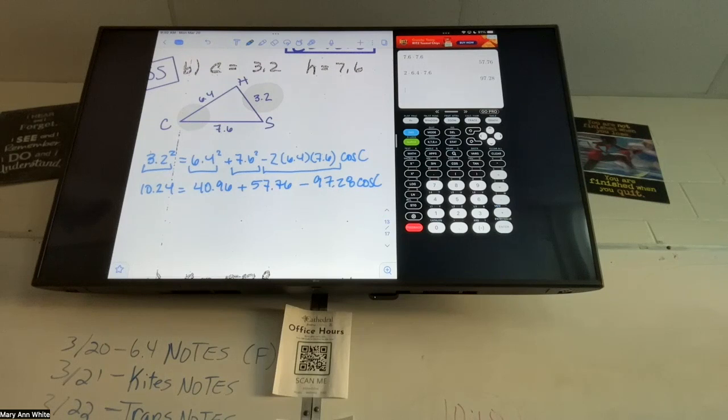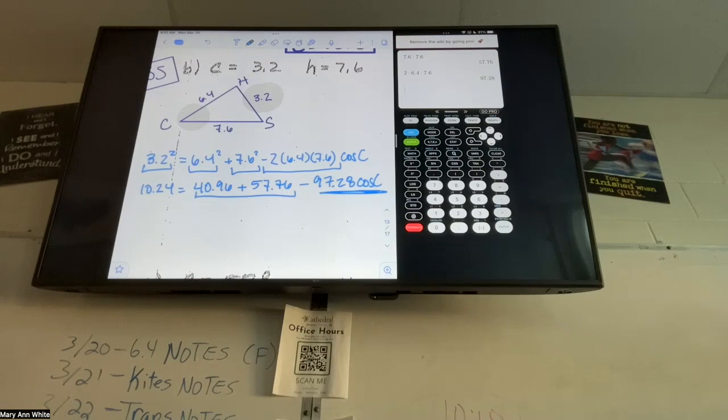Now, a really common mistake that a lot of us are about to make is that you're going to combine this and this together into one term. Why is that a mistake? Why can you not do that? You can't do it because it has the cosine C in there. Good. The cosine C is attached to the end of this one. So this term you can't combine with anything. I'm going to add these two together and then move them to the other side. And then I can divide by that 97.28. But I can't do anything with it now.